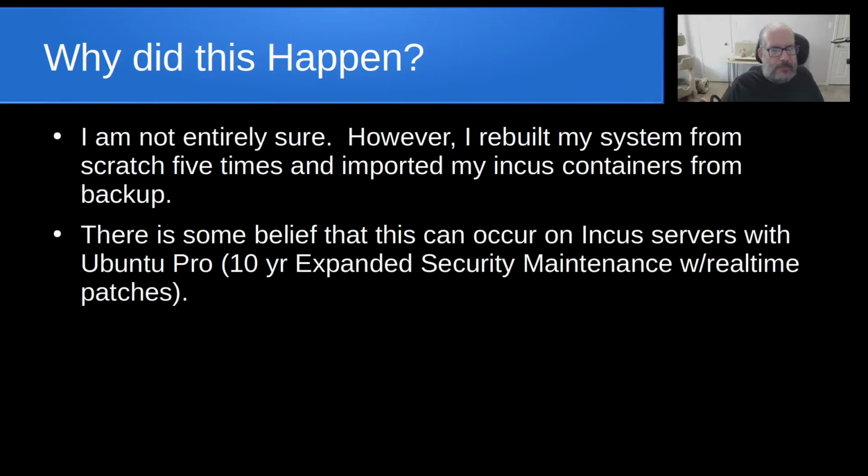So there is some belief that this type of error can occur on Incus servers that have Ubuntu Pro enabled. And so I believe that on my VMS Mist system, which is kind of my main infrastructure system, and it has the most exposure to the internet with the connection that I have with reverse proxy and NPM, I decided to run Ubuntu Pro there. Ubuntu Pro provides you 5 free licenses that you can run in your home lab, and it provides 10-year expanded security maintenance.